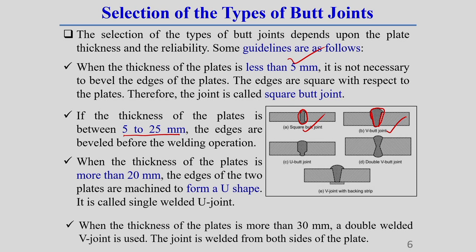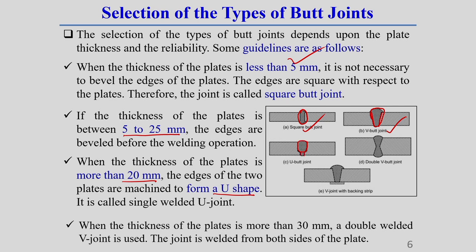Another thing you can keep in mind is that when the thickness of the plate is more than 20 millimeter, the edges of the two plates are machined to form a U shape. That means once the thickness of the plate goes above 20 millimeter, we can use U groove types of edge preparation. What I am telling, understand? There we can use U groove types of edge preparation.